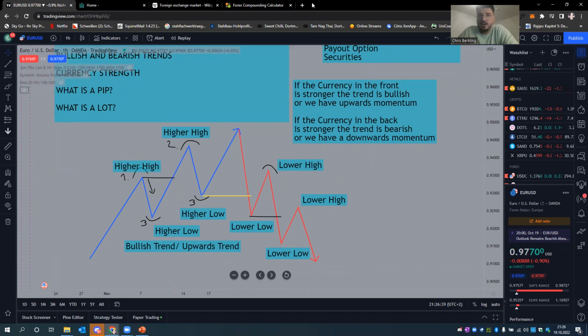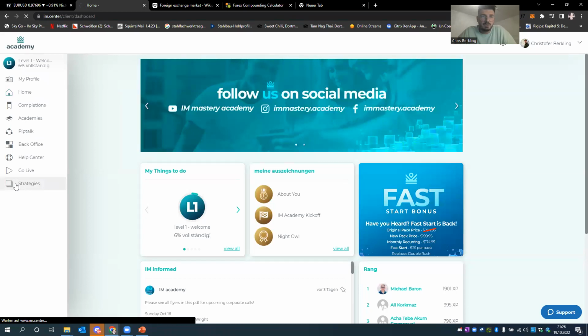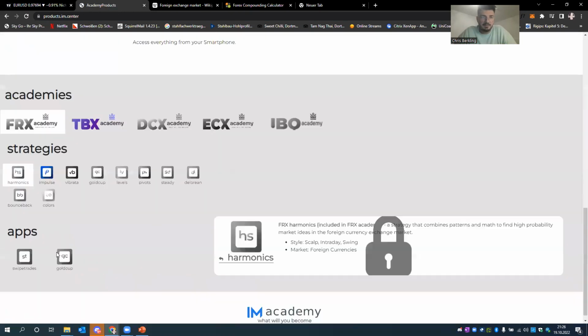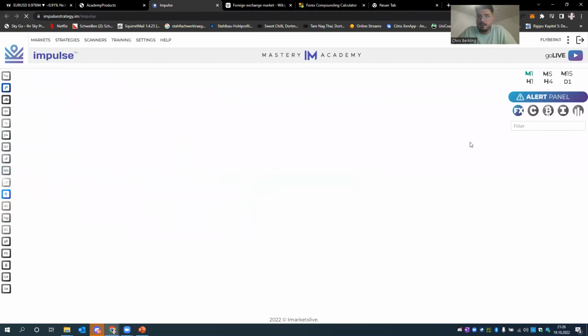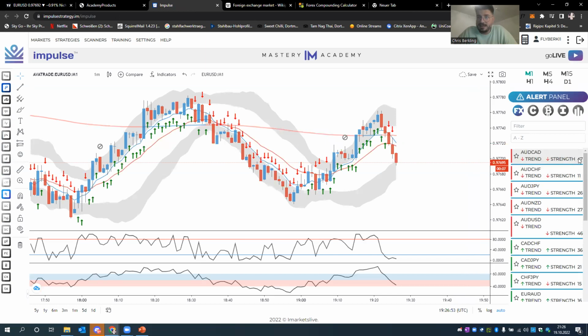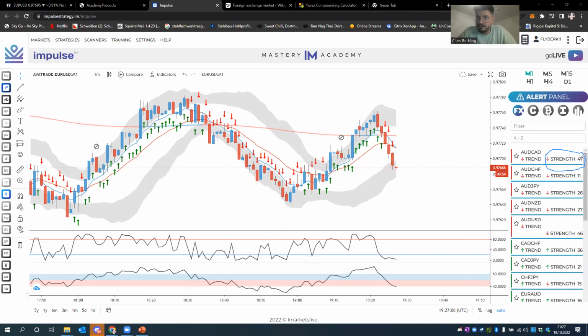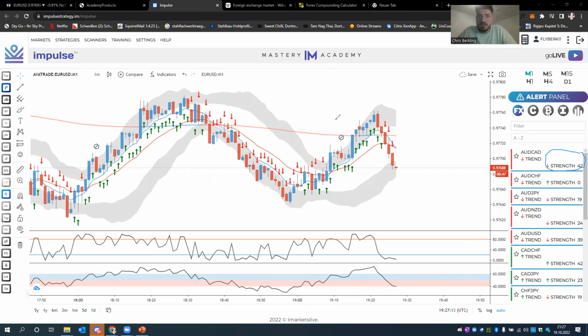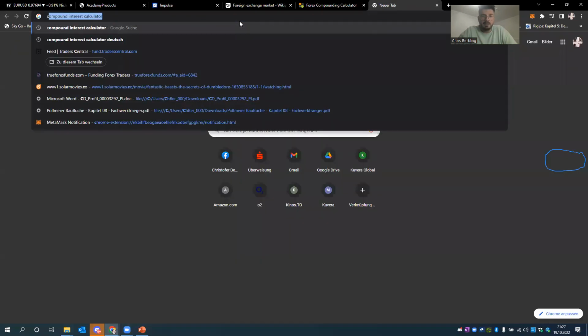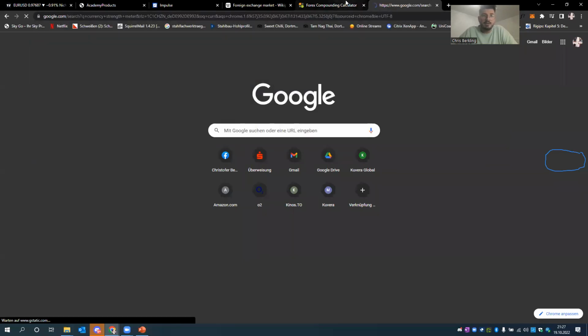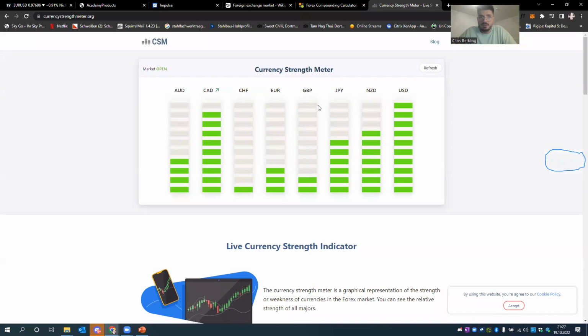What you can always do to check currency strength is go to the impulse scanner, which is the strategy we're all going to trade on mostly. So if you're not sure about a currency strength, down here, let me comment it right here, you see the strength. In this case, the Australian dollar is weaker than the Canadian dollar because the strength is pointing downwards. The Canadian dollar is 47, the strength of it. So it's stronger than the Australian dollar. So this is what you always need to keep in mind. And there's also a website like Currency Strength Meter to always have an indication of how strong a currency is. Let me just erase this.